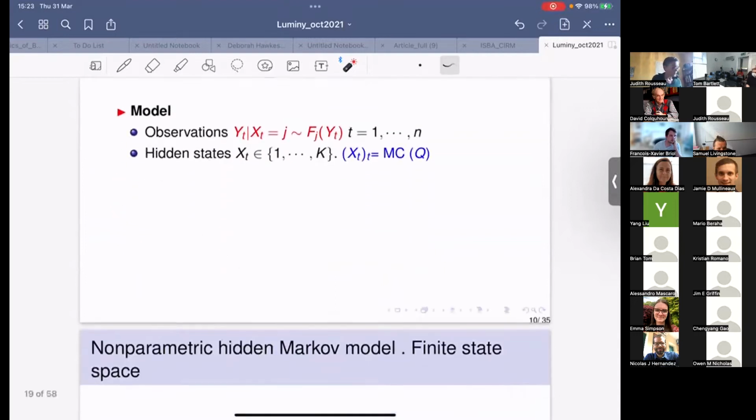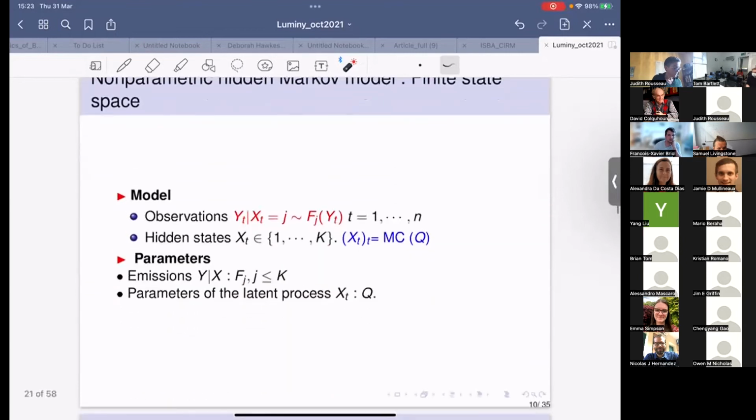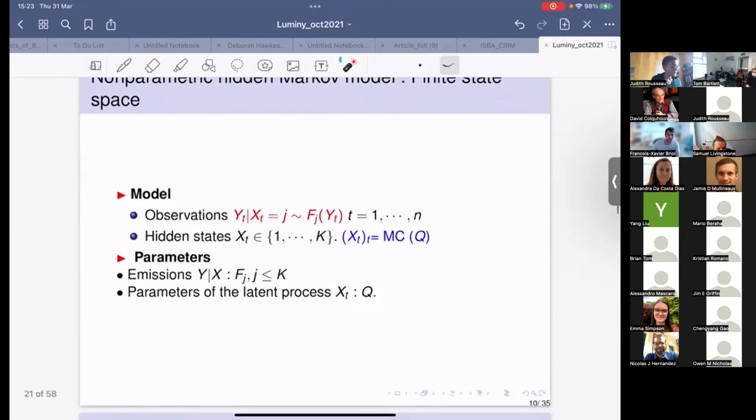Okay, and so this is non-parametric in a sense because the parameters are Q, the transition matrix, and the emission distributions. We would like to make no assumptions, or hardly any assumptions, on the emission distributions. This is semi-parametric because you have a parameter of interest, a finite-dimensional parameter Q, and infinite-dimensional parameters, which are the emission distributions, and you have k of them.